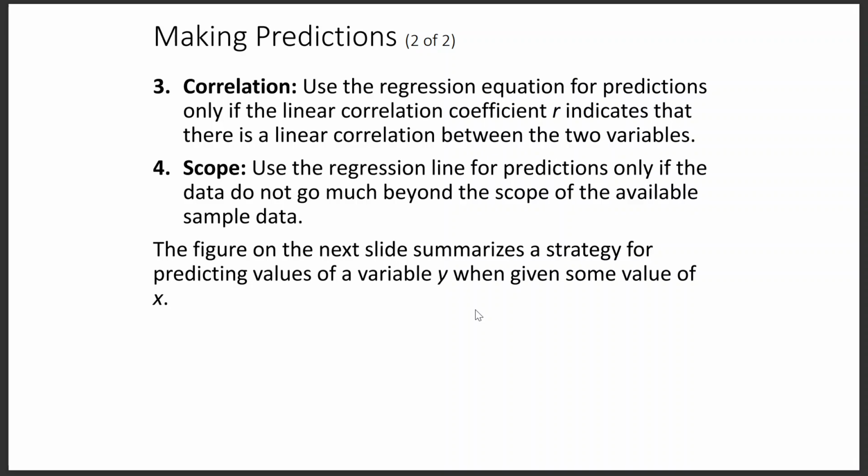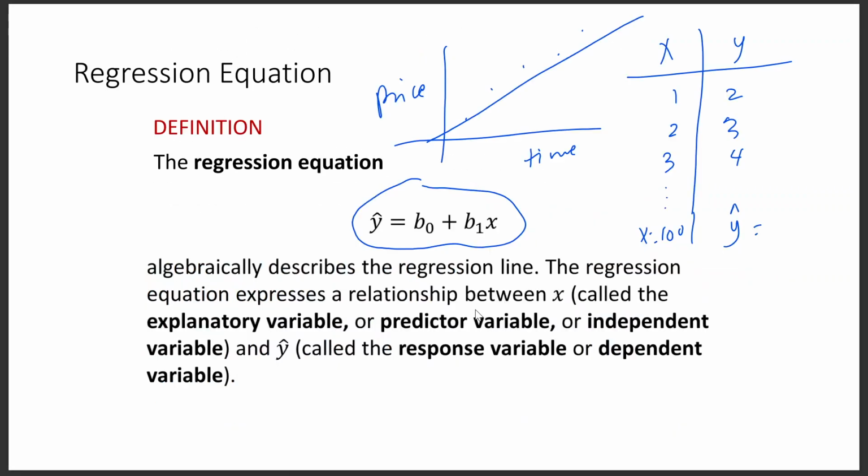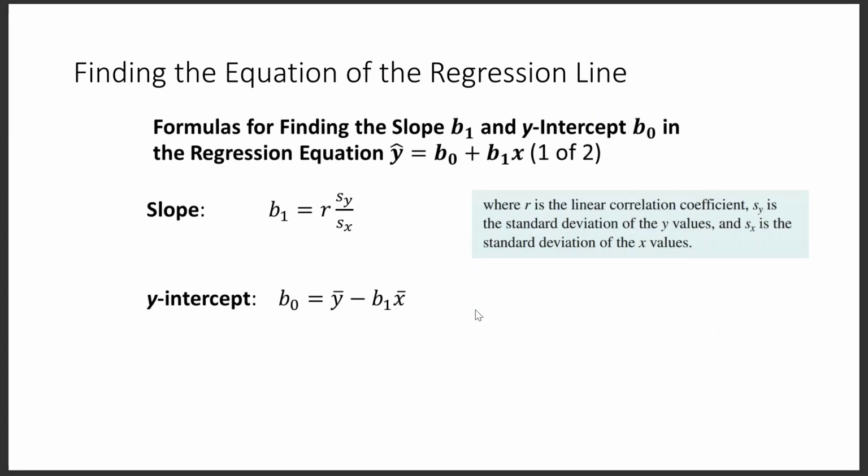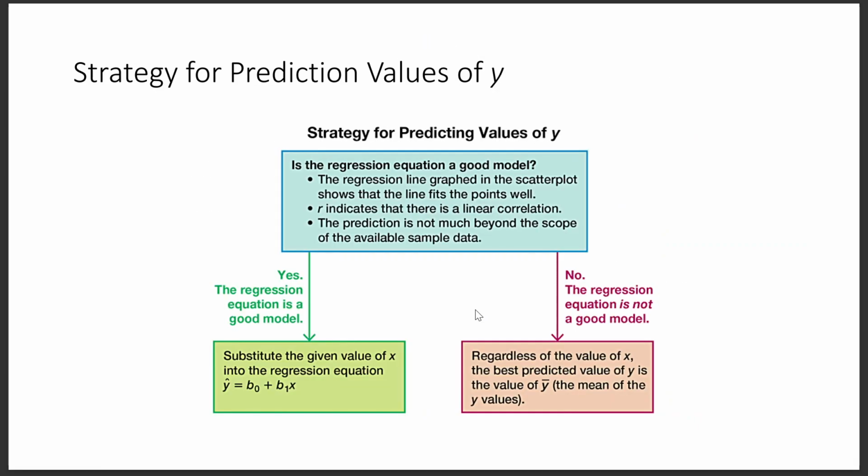And then to make the prediction for the scope, use the regression line for prediction only if the data do not go much beyond the scope of the available sample data. So you have the sample data, and you would like to make a prediction which is very far from it. Let's say we have the data up to 3, and we would like to make the prediction for a very, very far time. Then do not use this prediction model, because that might not give you an accurate value.